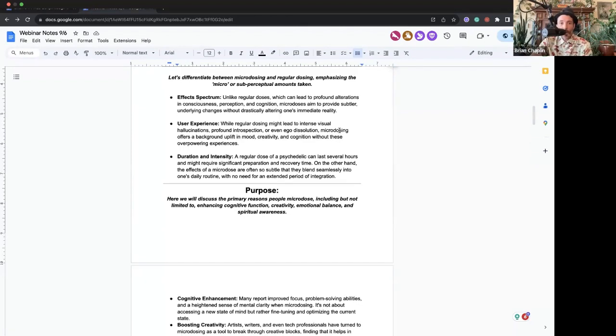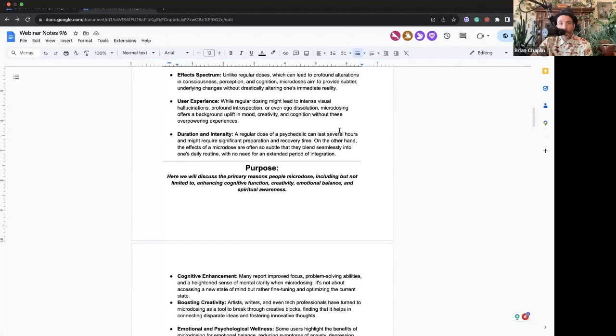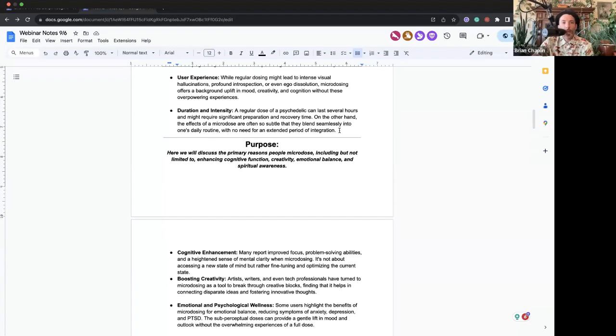So, effect spectrum. Unlike regular doses, which can lead to profound alterations in consciousness, perception, and cognition, microdoses aim to provide a subtler, more gentle, more gradual change. We talked about that, underlying changes without drastically altering one's immediate reality. User experience: regular dosing might lead to intense visual hallucinations. Hallucinations, really, those things are there already. We just don't cross the veil, right? We don't pierce the veil of our consciousness to see the hallucinations.